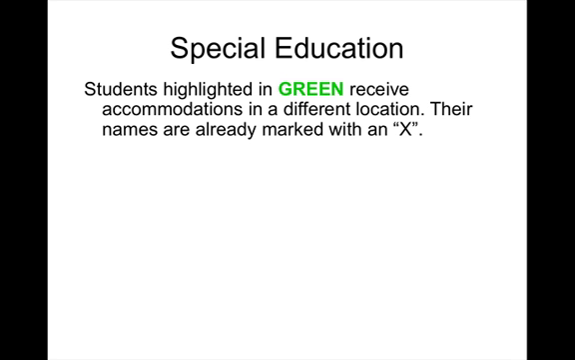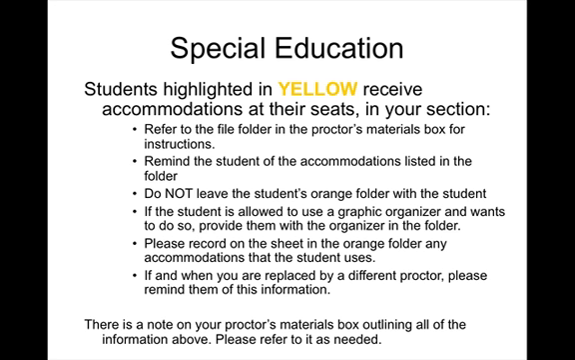You may notice that one or more of your students' names are highlighted. If the student's name is highlighted in green, that student is receiving special education accommodations in a different setting. You will notice an X in the box next to their name. You do not need to worry about these students. If a student's name is highlighted in yellow, that student will receive accommodations in the gym in your section. For those students, please refer to the file folder in the proctor's materials box for instructions on how to accommodate the student, and please remind the student of the accommodations listed in the folder.